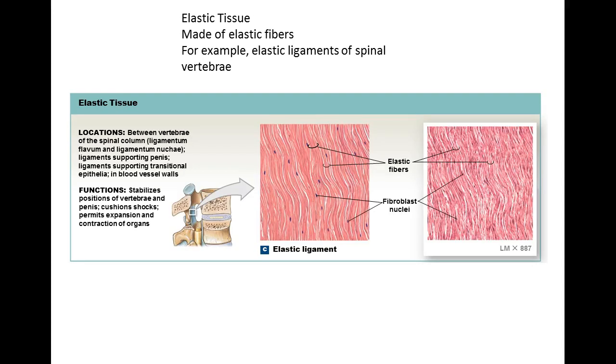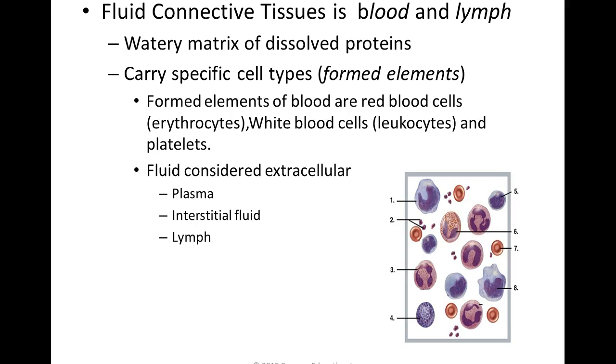And then elastin tissue, as we talked about, between the vertebrae, where you have quite a bit of give. And there is quite a bit of subtlety of movement of the back between the vertebral bones. This also acts as a shock absorber.